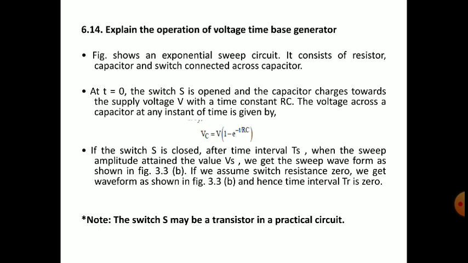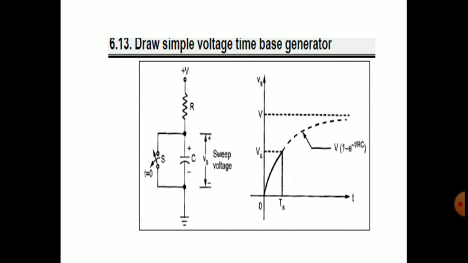If we consider t is equal to 0, what is the value? V into 1 minus e power minus 0 by RC. So t is equal to 0 means V into 1 minus e power 0. E power 0 means anything power 0 is 1. So 1 minus 1 will be 0, and 0 into V means 0 volts. So at t is equal to 0, we have 0 volts. In the graph, initially at t is equal to 0, that is 0.